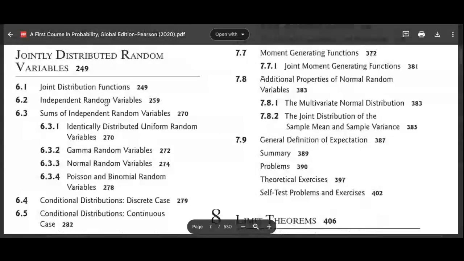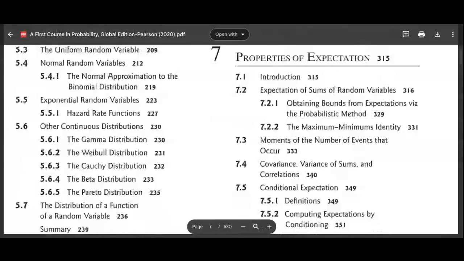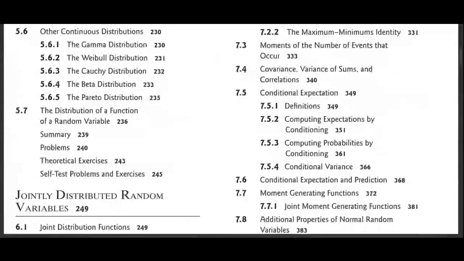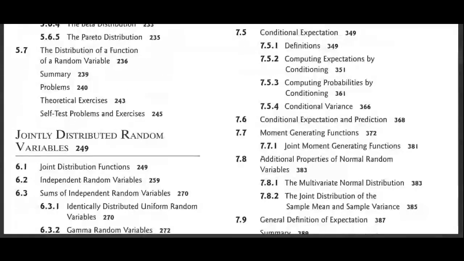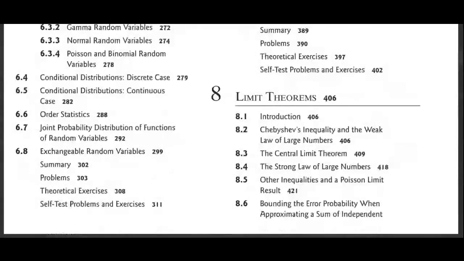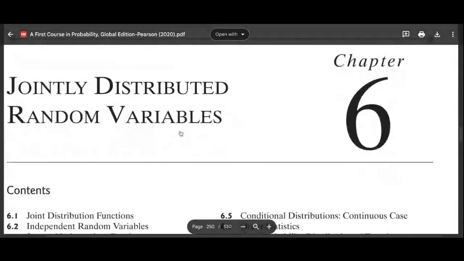Then after that, chapter 7, then chapter 8. Okay. Let's go to chapter 6, section 1.